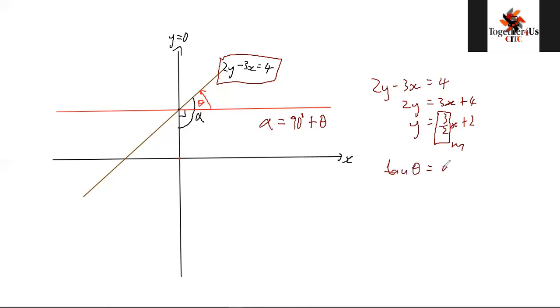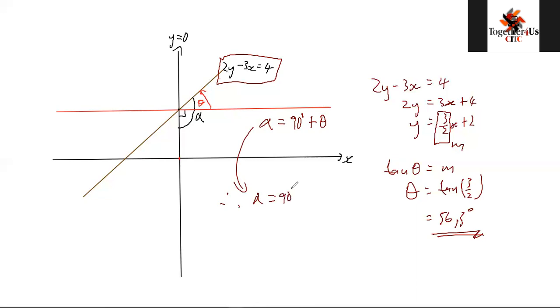Now, let's go for this quickly. Tan theta is equal to m. Theta is arctan of 3 over 2. That's how easy it is. And you can punch that in your calculators. Of course, arctan of 3 over 2 is just what? 56.3 degrees. That's what I have. Hope you get the same thing. And we are done. Therefore, using this, alpha is just 90 plus 56.3 degrees. And this is just 146.3 degrees. And that's a wrap.